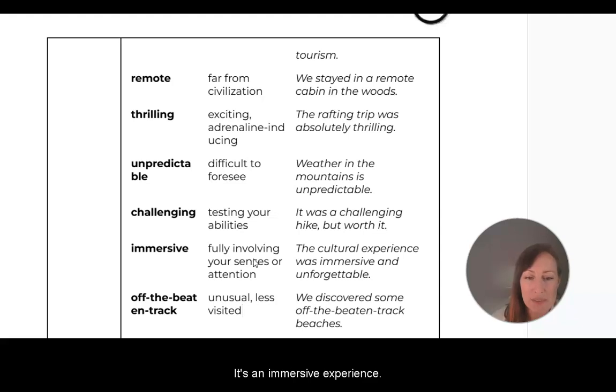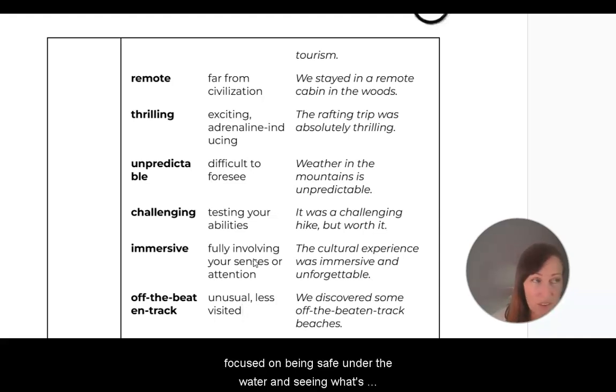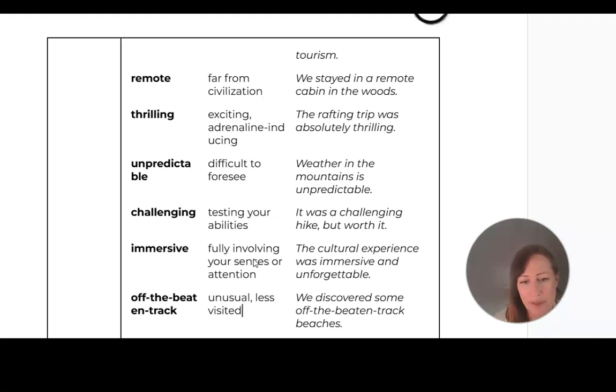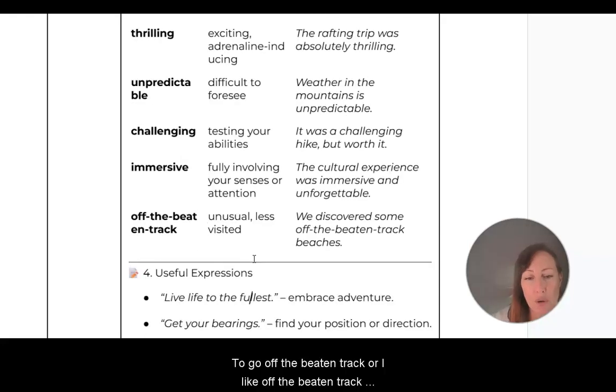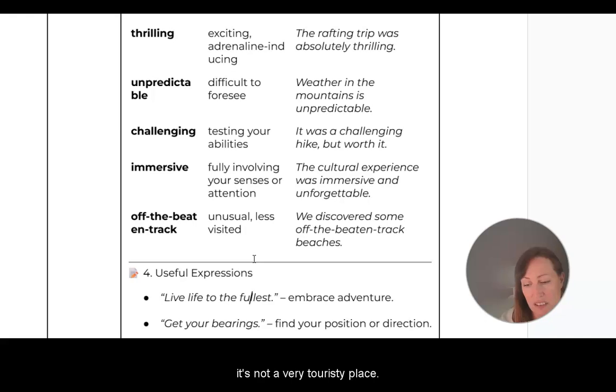It's an immersive experience. You're fully involved in this experience. For example, going for a dive is an immersive experience because you're 100% focused on being safe under the water and seeing what's around you under the water. To go off the beaten track, or I like off the beaten track locations, means that I like to be in more remote, untouched locations that no one else usually has been, or it's not a very touristy place.